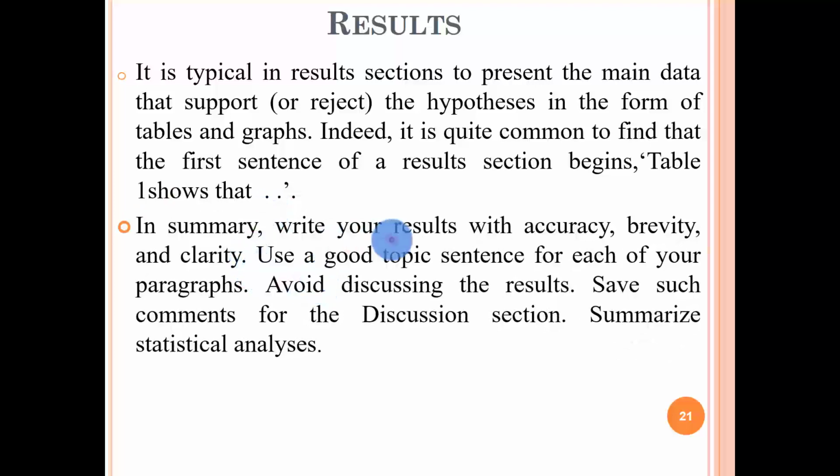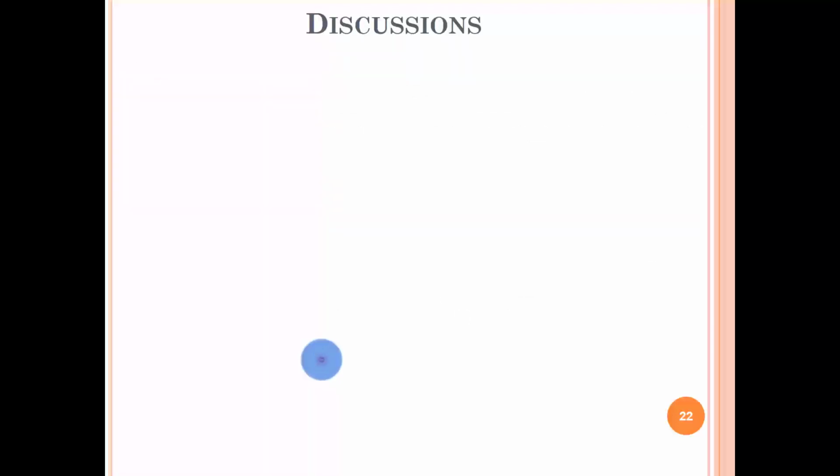So in summary, write your results with accuracy, brevity, and clarity, and use a good topic sentence for each of your paragraphs. Avoid discussing the results. Save such comments for the discussion. So here we just show the results. We don't go into the discussion of the results. Just show the results. Summarize statistical analysis if you have some sort of statistical analysis.